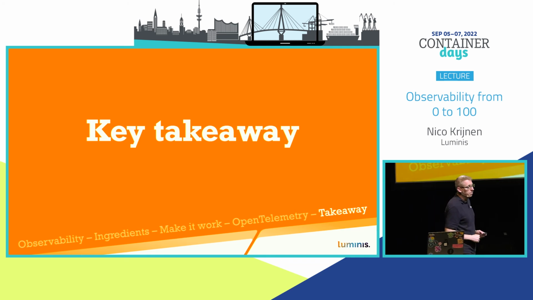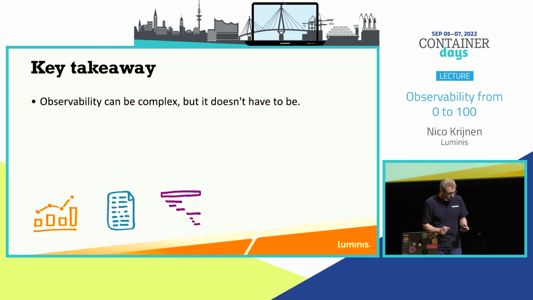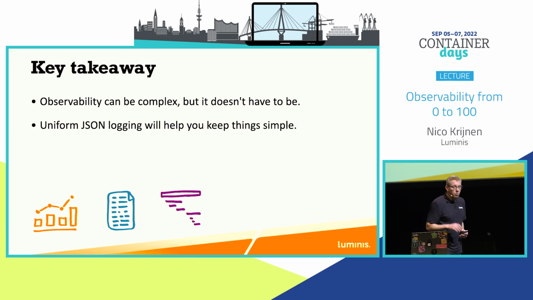So the key takeaways. Getting observability working can be very complex, but it doesn't have to be, right? If you're smart about it, you can keep the whole setup quite simple. And where you control it, make sure that you apply some key practices, like uniform logging, and that will again help you to keep everything simple.